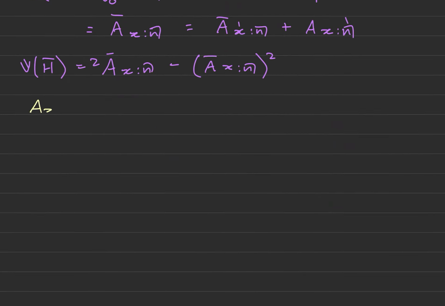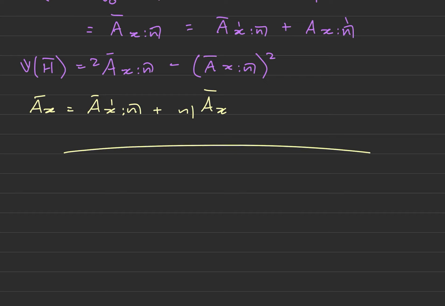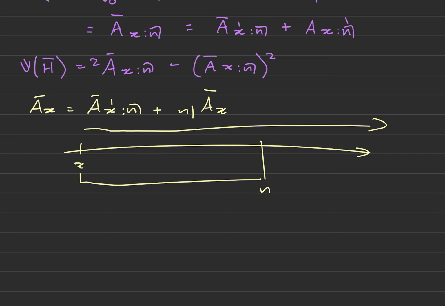So Ā_x is equal to Ā^1_{x:n} plus n|Ā_x. Okay, so what's going on here? Why does this make sense? Well, this Ā_x is a whole life assurance payable immediately on death. So if this is the lifetime of a person now aged x, then this term assurance contract, sorry, this whole life assurance contract payable immediately on death lasts for all of this time until he dies. This is a term assurance contract payable immediately on death, so it lasts up until time point n. So it covers them in that time.